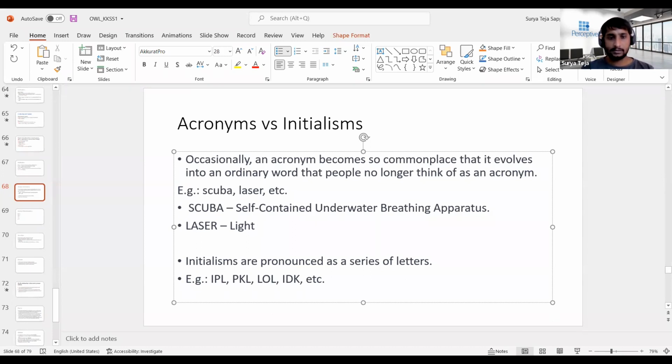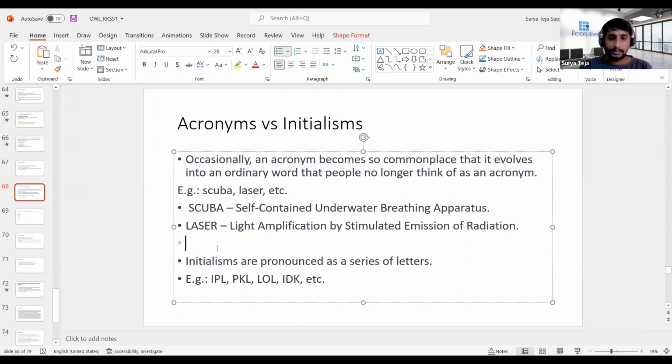So in the case of laser, it would be Light Amplification by Stimulated Emission of Radiation. So as we discussed, laser is Light Amplification by Stimulated Emission of Radiation. Except for conjunctions and prepositions, every other word has its first letter capitalized here. So this becomes the acronym.